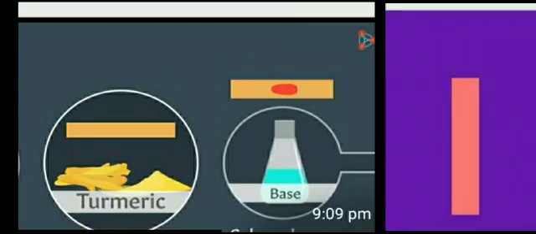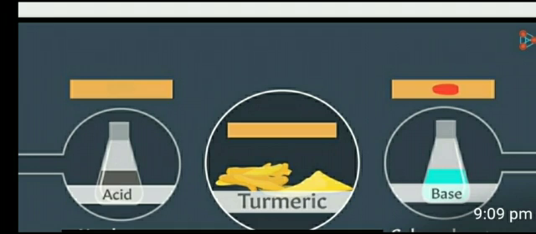The second natural indicator is turmeric, which is known as haldi. It is yellow in color. It retains its yellow color in acidic solutions, but its color changes to reddish brown in case of basic solutions.